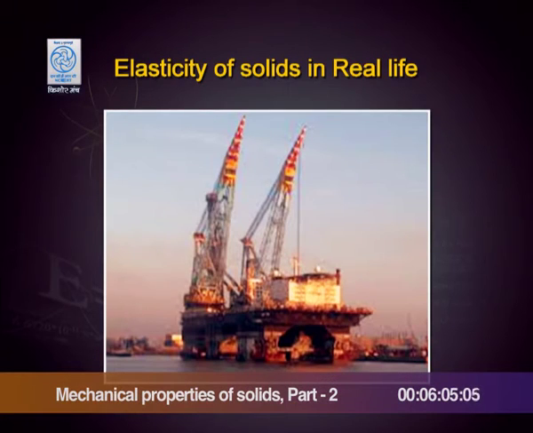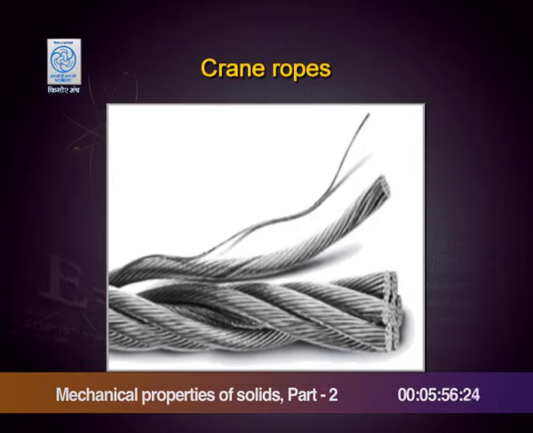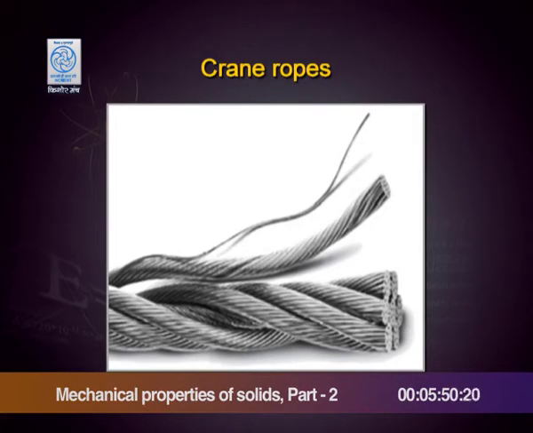One of the other things that you need to see is how this elasticity changes the way we design things. For example, the ropes that are used for cranes, they are not solid, they are made up of thin wires.